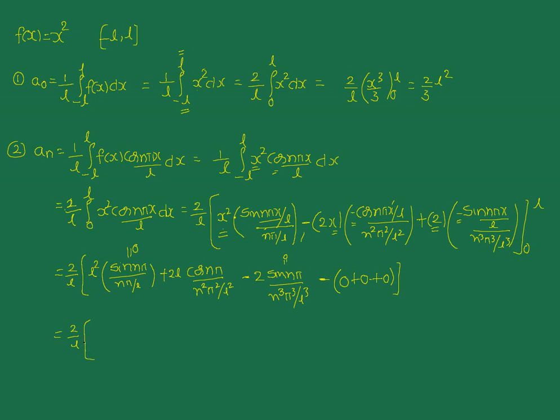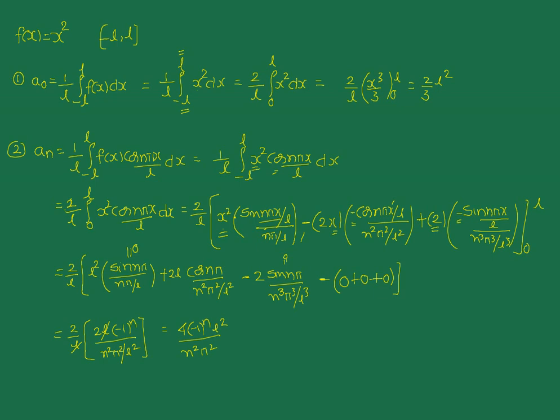2 by L into 2L into cos n pi, minus 1 whole power n, by n square pi square by L square. Therefore L will get cancelled. 2 into 2 is 4. 4 into minus 1 power n into L square by n square pi square. This is the an value.